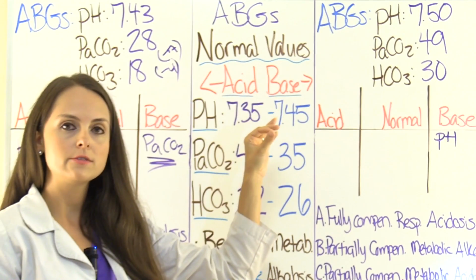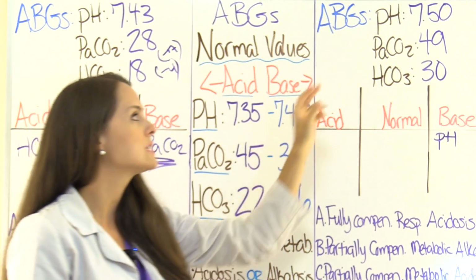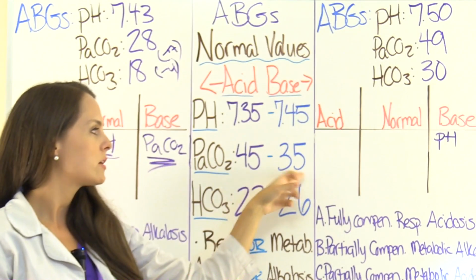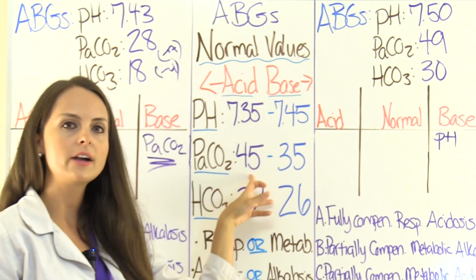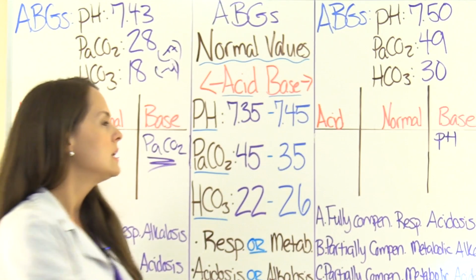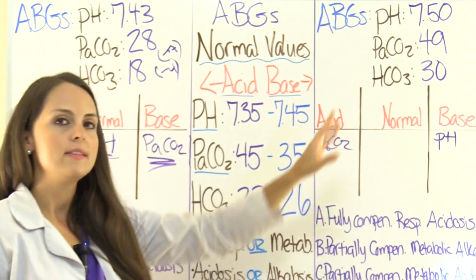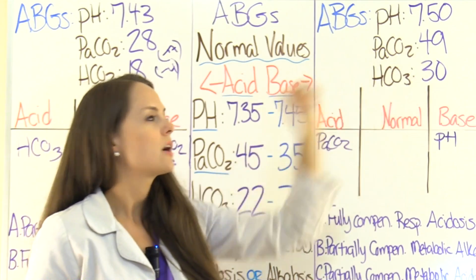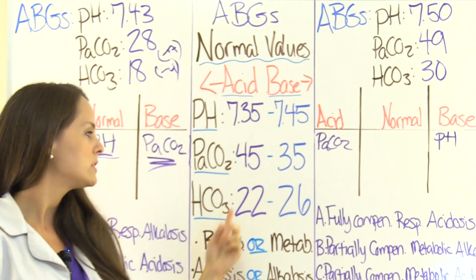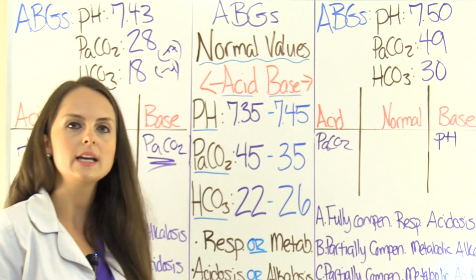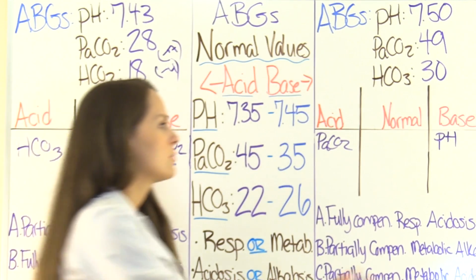Next value, PaCO2, which represents respiratory, is 49. Normal is 35 to 45, so it's on that higher end and it's acidotic. So we're going to put PaCO2 under acid. And then we're going to look at our bicarb, and it's 30. Normal bicarb is 22 to 26, and it's on the high end, so it's alkalotic basic, and we're going to put it over here.